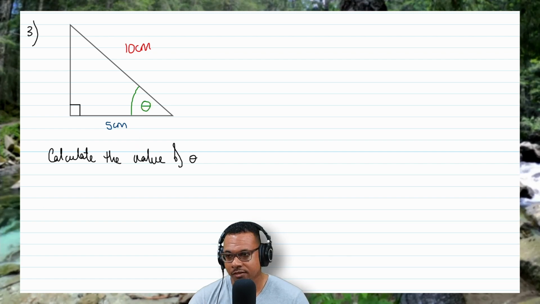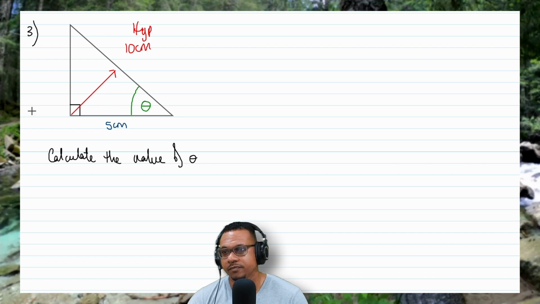So let's label this triangle. The side opposite the right angle would be the hypotenuse. So here's HYP. The side opposite the angle that you want to find, or the angle that's given, would be the opposite side. So here will be the opposite side, and that's the side opposite theta. And the remaining side will be the adjacent side.